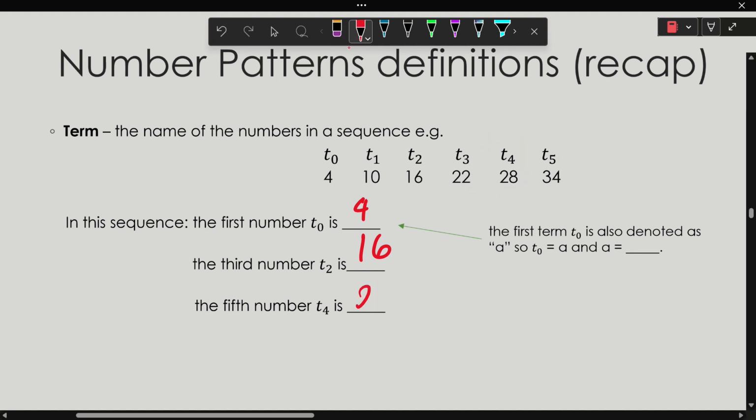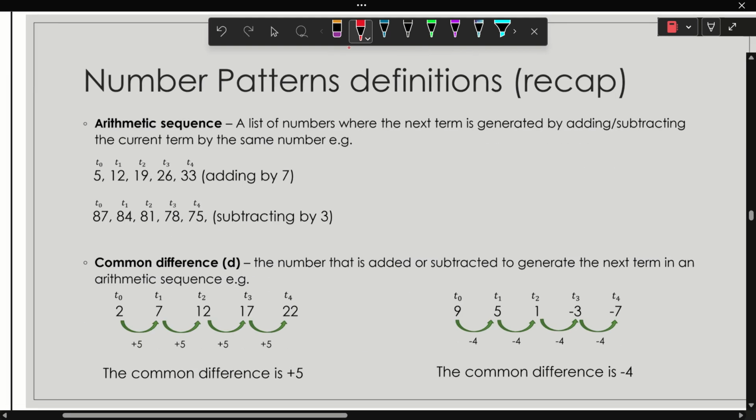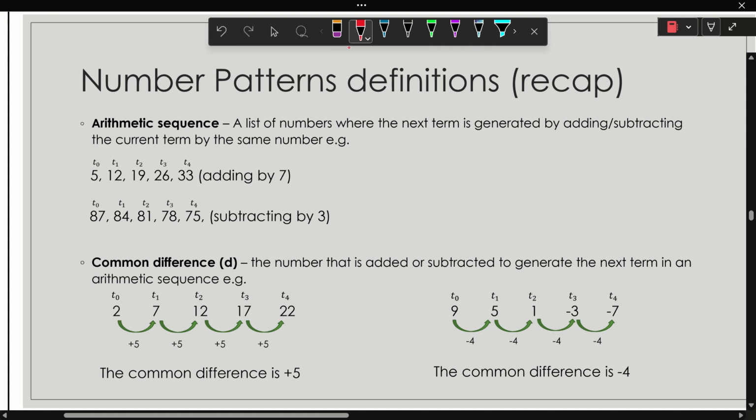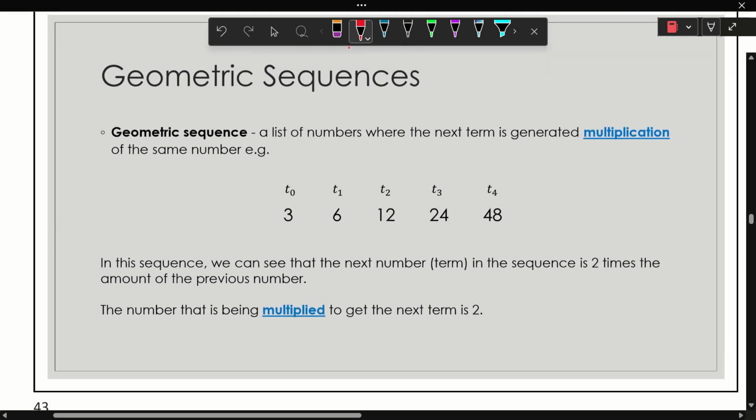Just be mindful of the wording, yeah? When it says first number, it technically means at the start. I get it. But just be mindful of what that means. All right, so it can be confusing. So A equals, in this case, 4. So I'll just leave it at that. All right. So we understand that. Also, we know what these are. I've kind of gone through a recap of it, so I won't go through that. But let's look at geometric sequences.